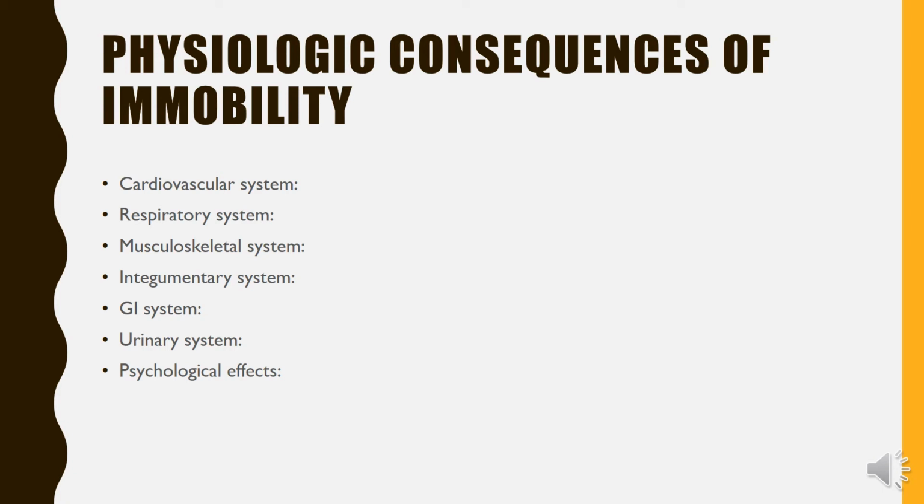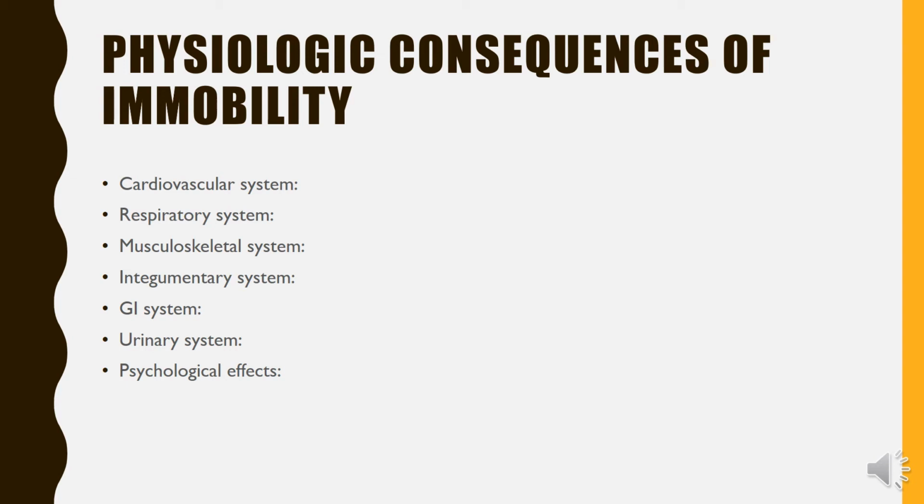Some physiological consequences of immobility include that upon our cardiovascular system. Immobility decreases cardiac output with reduced force of cardiac contraction, and immobility causing decreased use of leg muscles leads to the possibility of venous stasis formation and blood clots.